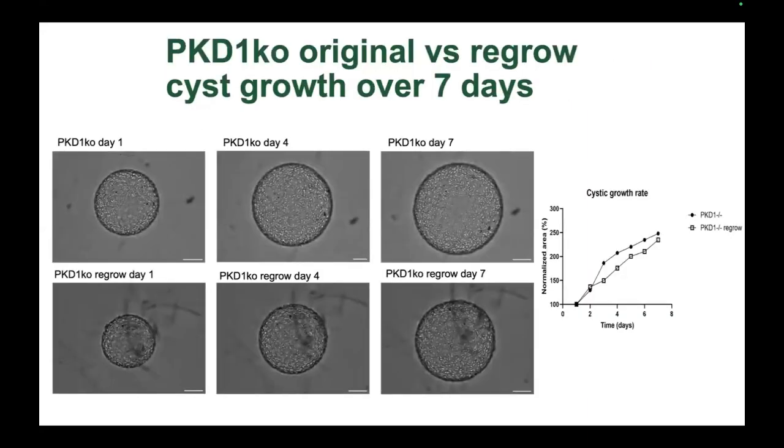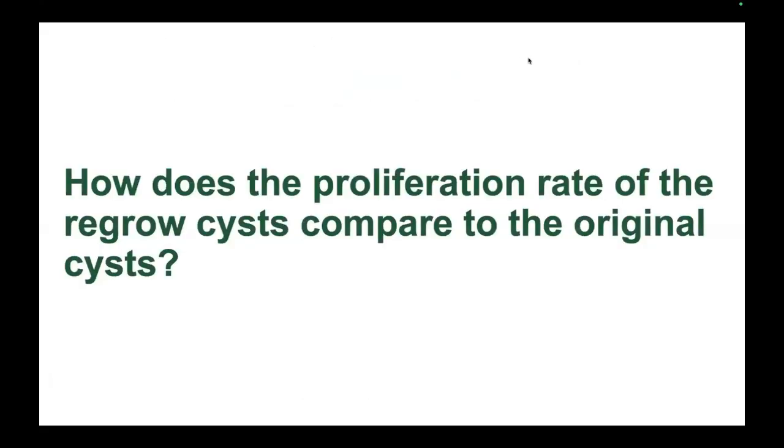And so here we wanted to compare the PKD1 to the regrowth cyst. And as you can see on the right, we have a nice graph showing the actual normalized area, the continued growth of both PKD1 and regrowth cysts. So this is letting us know, okay, the actual regrowth cysts are continuing to grow comparative to their predecessors, original cysts.